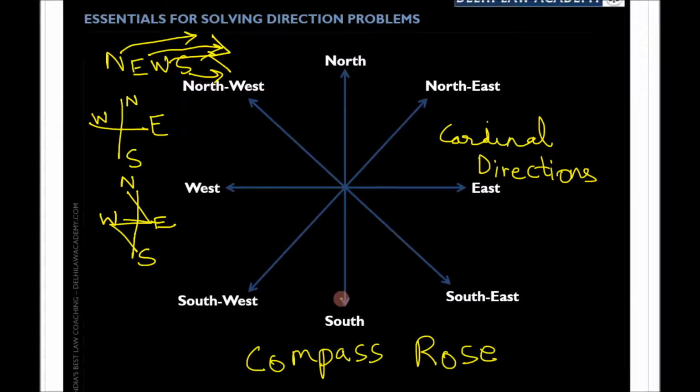If you have these things clear, then a few more names that you should know. The direction between south and west is called southwest. Between north and west, northwest. North and east, northeast. South and east, southeast. Fairly obvious. So once this is clear in your mind, you have one of the basic skills required to solve direction problems, but there are a couple more things that we'll see on the next page.